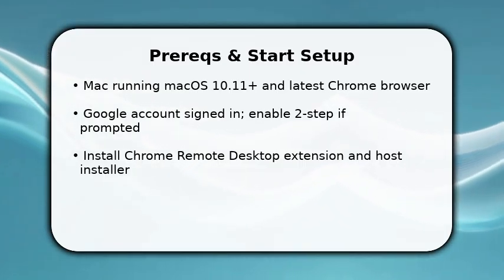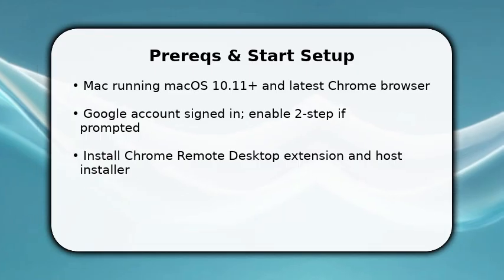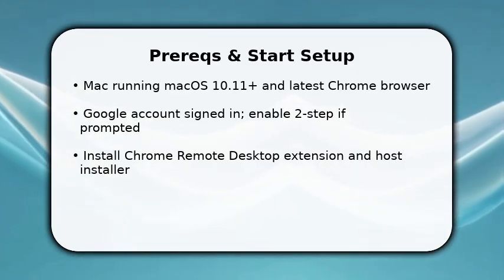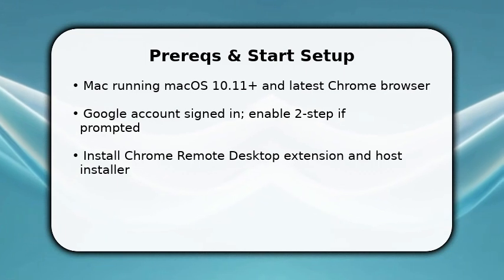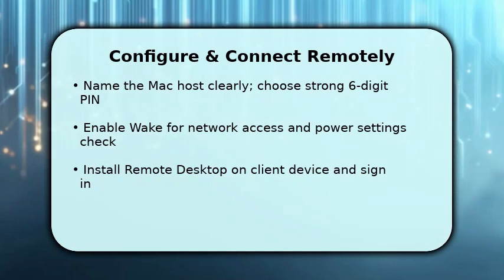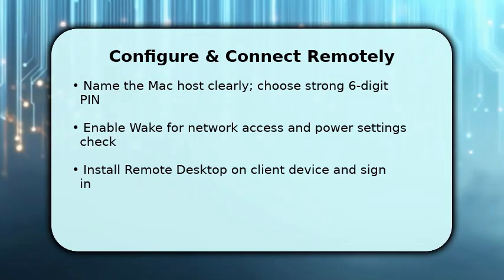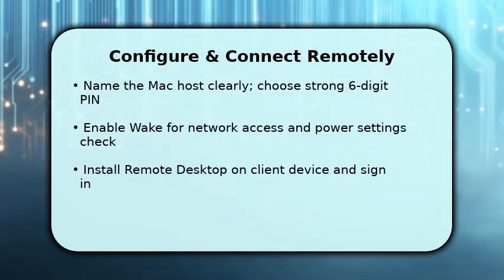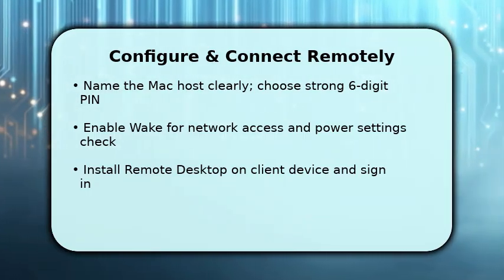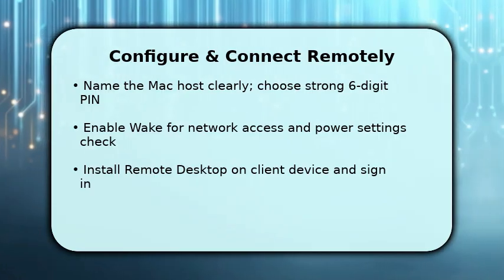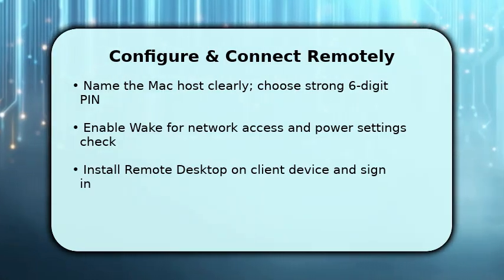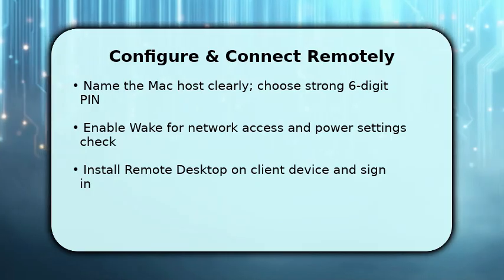These allow remote control. Once done, return to Chrome, click Enable Remote Connections, and create a 6-digit PIN you'll use to connect. Once the host is enabled, name your Mac so you can identify it on other devices. Make the 6-digit PIN memorable but secure. Next, adjust energy saver settings to allow network wake or prevent sleep if you need unattended access.